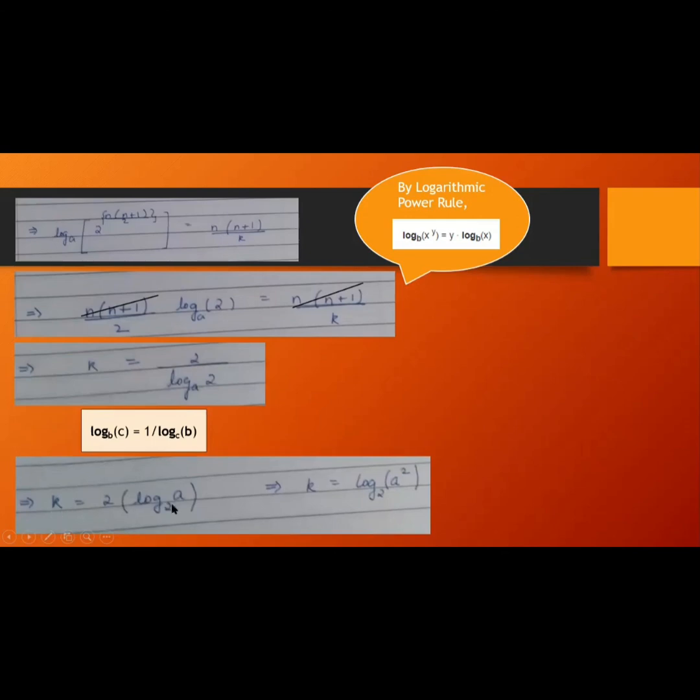Now, if we take this log function from the denominator to the numerator, just to simplify it further, what will it become? Yes, by our old base switch rule, it will become log a base 2, as shown right here. So k will become 2 into log a base 2, which can also be written as log a square base 2 by our logarithmic power rule. So that's our value of k. We have finally found out k is equal to log a square base 2. Thank you.